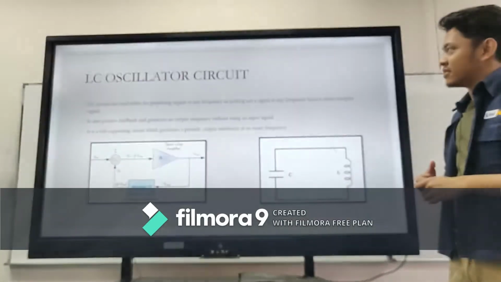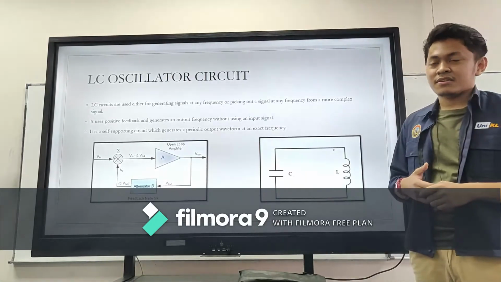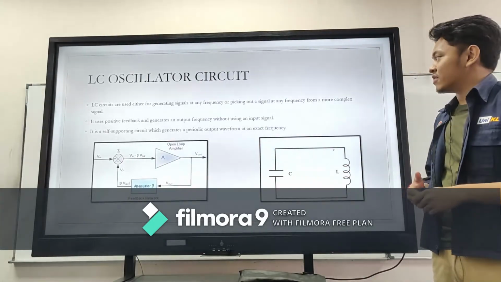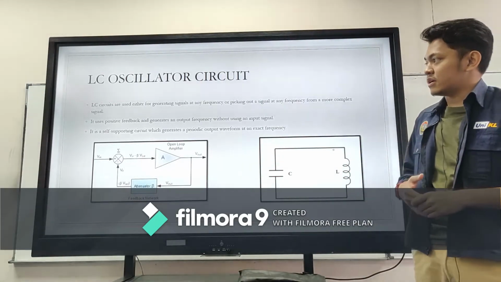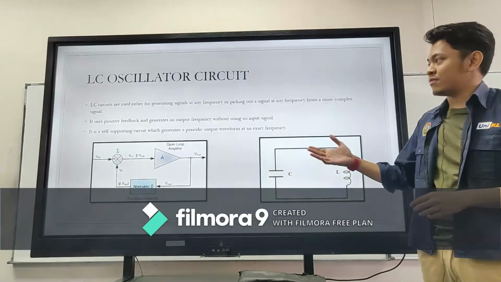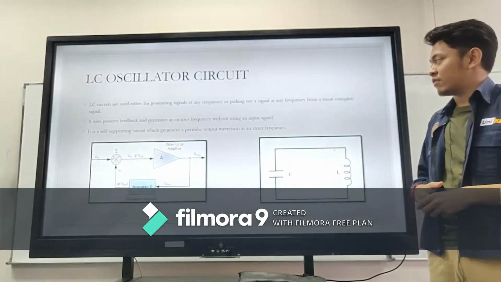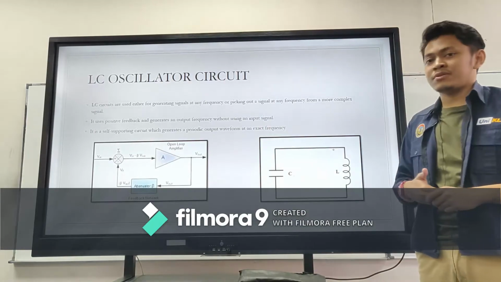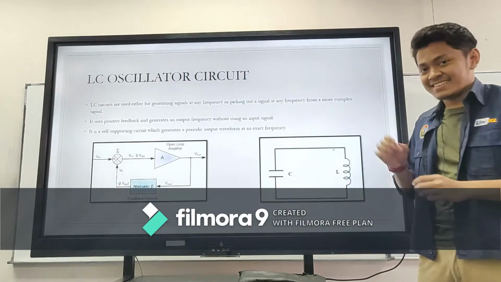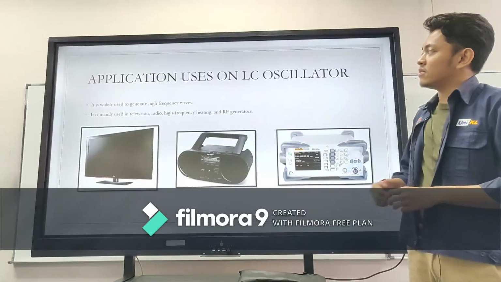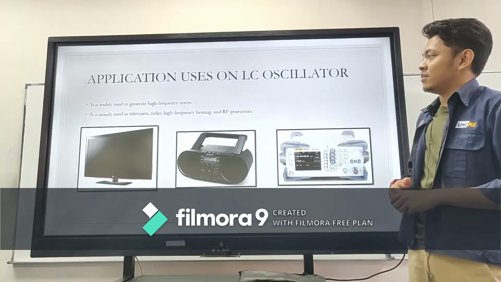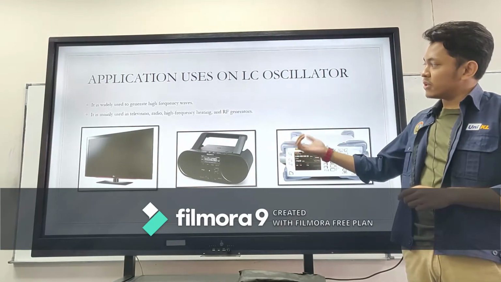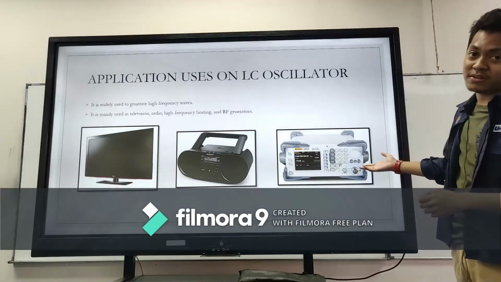The second one is the LC oscillator circuit. LC oscillator circuits are used either for generating a signal at any frequency or picking out a signal at any frequency from a more complex signal. It uses positive feedback and generates an output frequency without using any input signal. It is a self-supporting circuit which generates a periodic output waveform at an exact frequency. For application, it is widely used to generate high frequency waves that are used in television, radio, high frequency heating or RF generators.